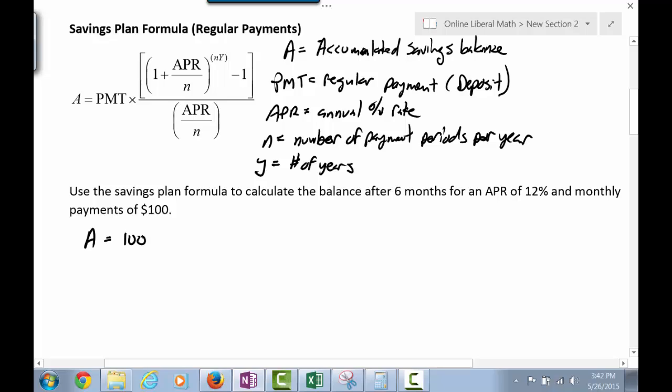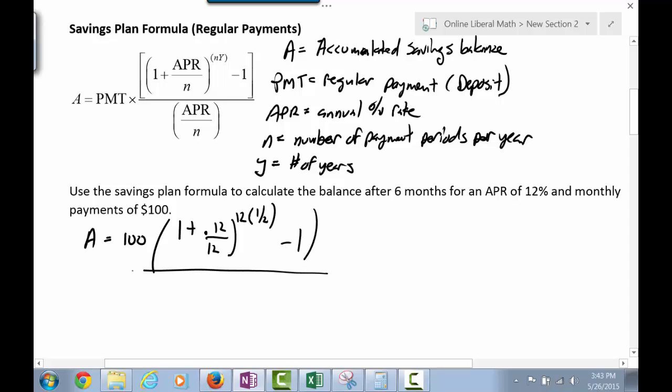I start off with a $100 payment, and then it's 1 plus annualized percentage rate is 0.12, but that's an annualized percent, so I've got to divide that by 12. And I want to raise that to the fact that it's 12 times a half. Now, the half comes from the fact that I'm only doing half of a year, so I'm only doing 6 payments instead of 12. Minus 1, okay, and that's the numerator. And the denominator, I've got 0.12 divided by 12.